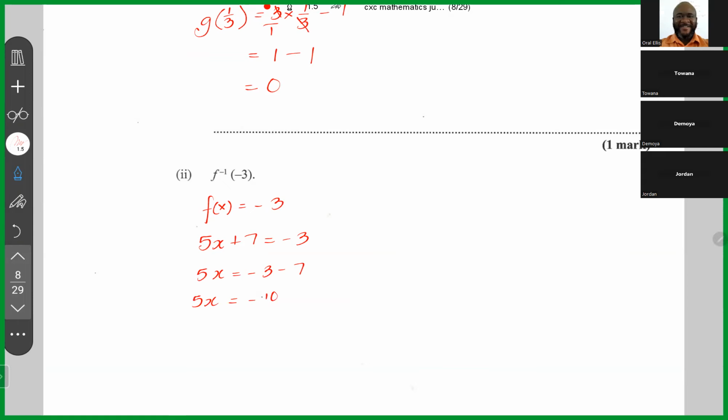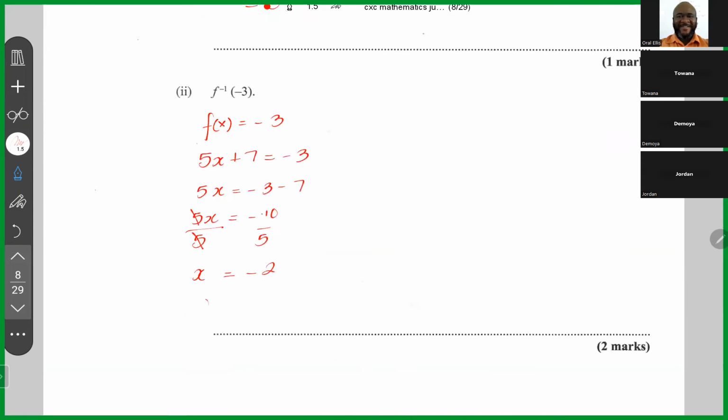If the signs are the same, you add and keep the sign. Lastly, I'm going to divide both sides by 5, and I'm going to get that x is equal to minus 2. So next, I'm just going to simply say f inverse of minus 3 is equal to minus 2. So obviously there's another way of doing this, but this I think is the best way and the quickest way for me. The other way you could have done the question was to first find f inverse of x.